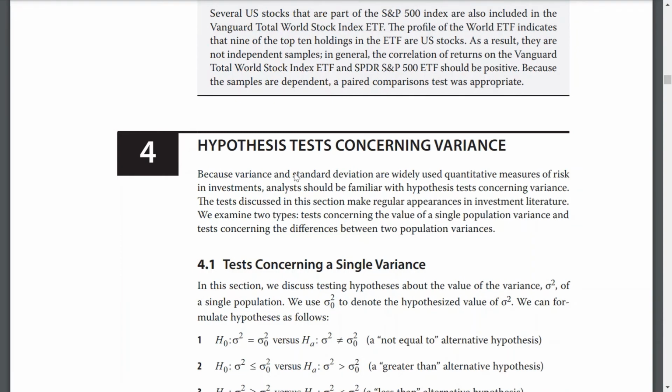Okay, continued reading of the CFA Level 1 program curriculum. Reading 12, part 4, hypothesis tests concerning variance.